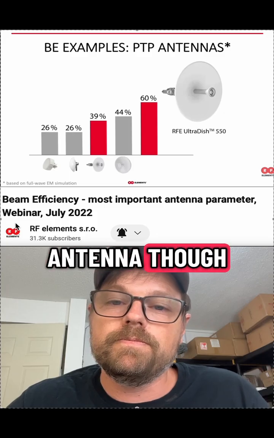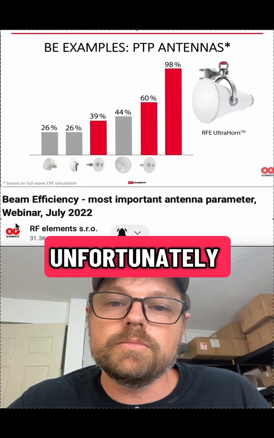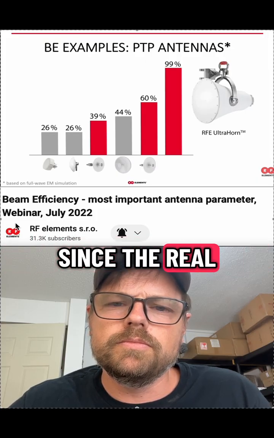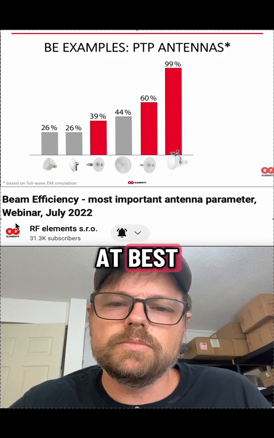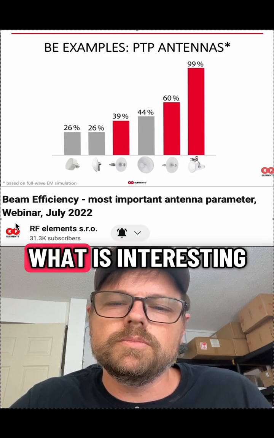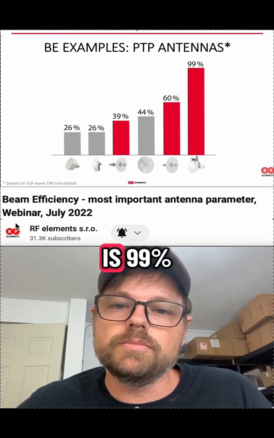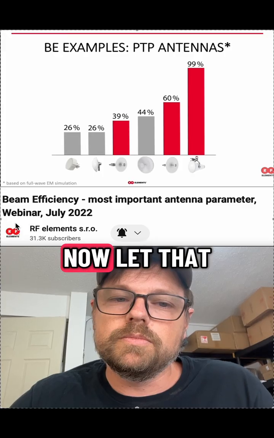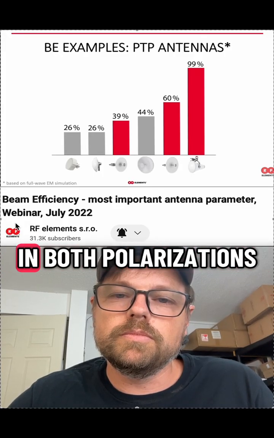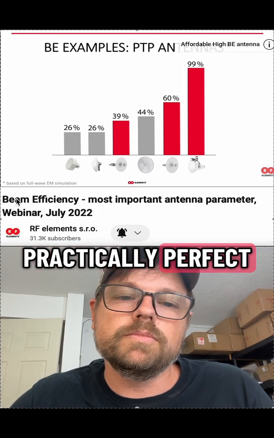Now with any antenna though, the compromises accepted at the design stage unfortunately cannot be compensated by manufacturing quality, since the real-world results are at best approaching the results which we get from the simulation. What is interesting here though is the ultra horn. Its beam efficiency is 99%. Now let that sink in for a second. Over the whole bandwidth of operation in both polarizations, the beam efficiency of ultra horn is practically perfect.